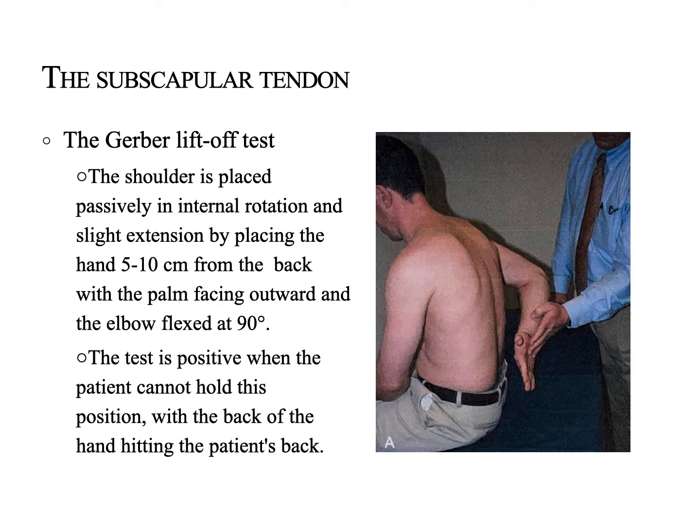Then Gerber lift-off test for the subscapularis tendon. The shoulder is placed passively in internal rotation and slight extension by placing the hand 5 to 10 centimeters from the back with palm facing outwards and the elbow flexed at 90 degrees. Test is positive when the patient cannot hold this position with the back of the hand off the patient's back.